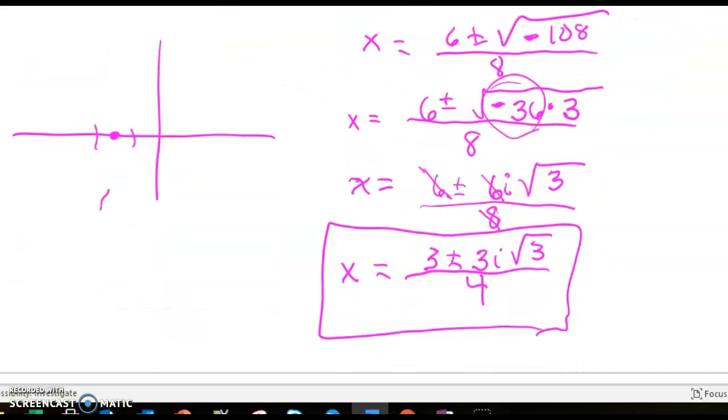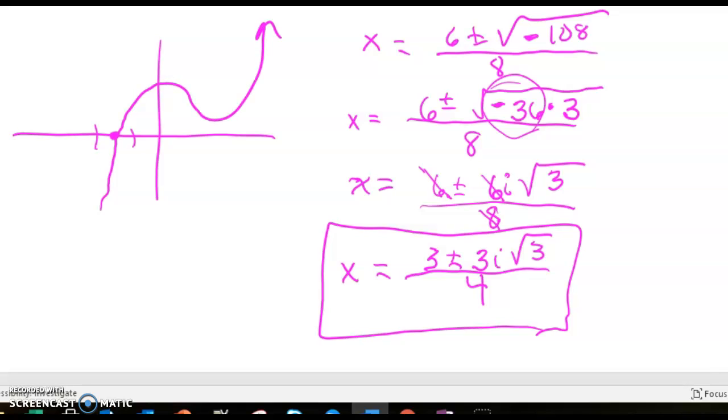And it's going to pass through that, and then it's going to make a little dip, but not deep enough to cross the x-axis, because that would create two real roots.